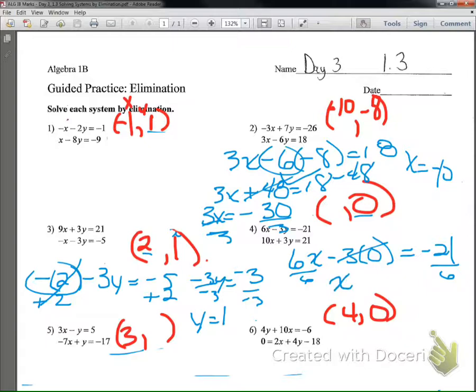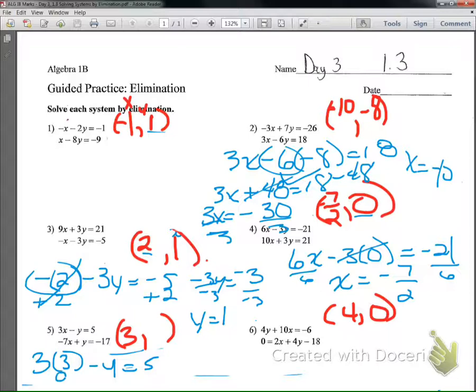So your x, therefore, then equals negative 21 and 6 can both be divided by 3. So it'd be 7 over 2. Oh, and it's negative 7 over 2. Question number 5. I know what x is, it's 3, so I'm going to plug it in, and I'm going to use that top equation. 3 times 3 minus y is equal to 5.